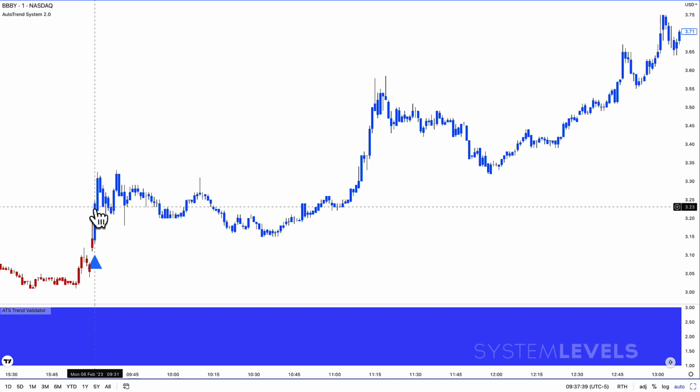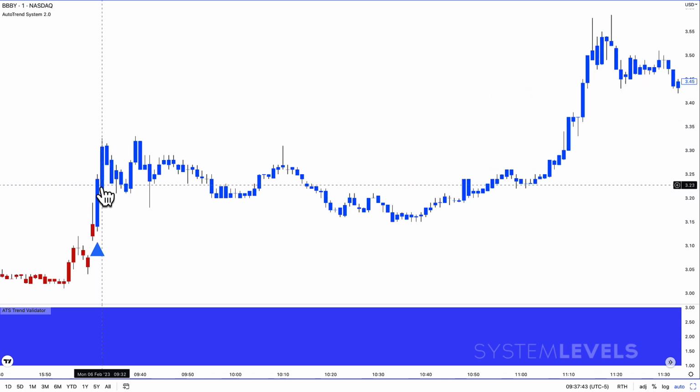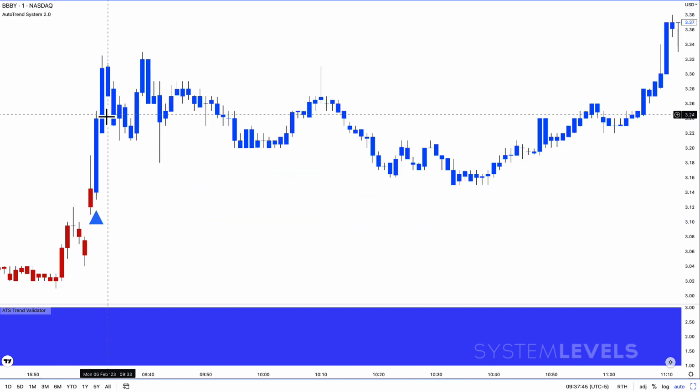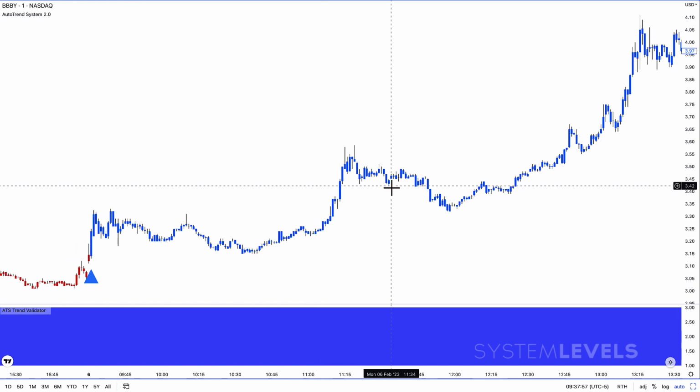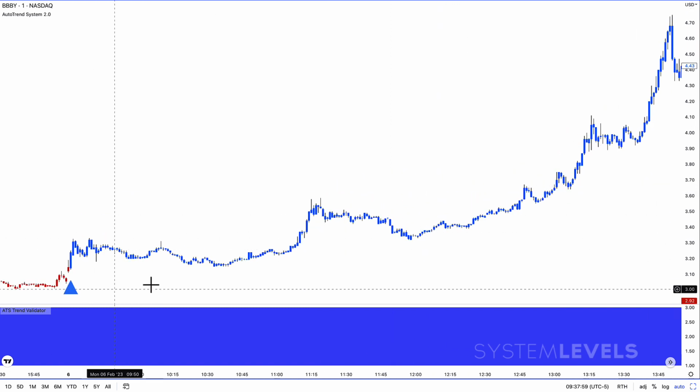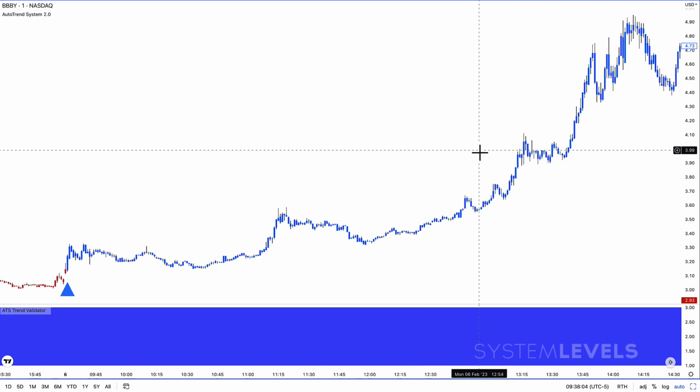Basically, confirmation by price for a long is if the following candle after our signal breaks the high of the signal bar, which is right here. If that happens, then our signal to go long is confirmed and we can buy at that point and execute the trade, go long at that point. And obviously it worked very, very nicely on BBBY.